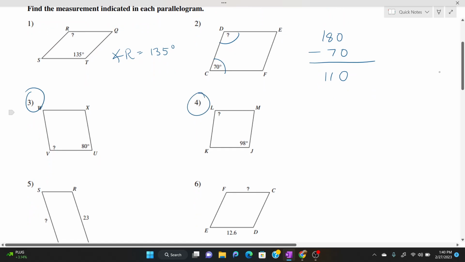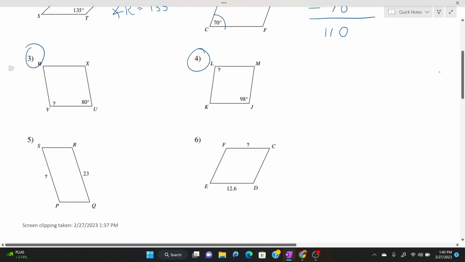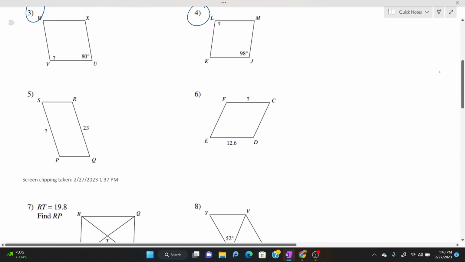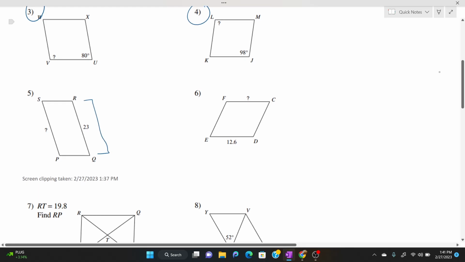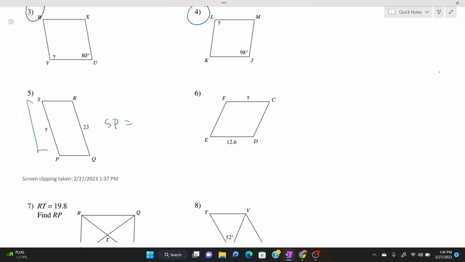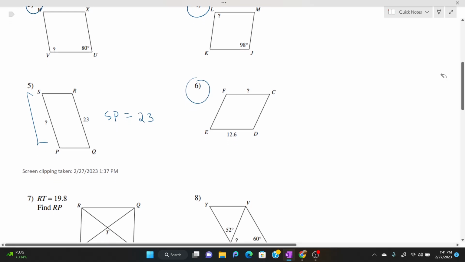All right. Those are going to be very similar for problems numbers 3 and 4. Let's look at number 5. So, number 5, we're going to use another property of parallelograms, which says that opposite sides are congruent. So, if I know RQ has a length of 23, then SP is also going to have a length of 23. I will let you do number 6. It's just the same.